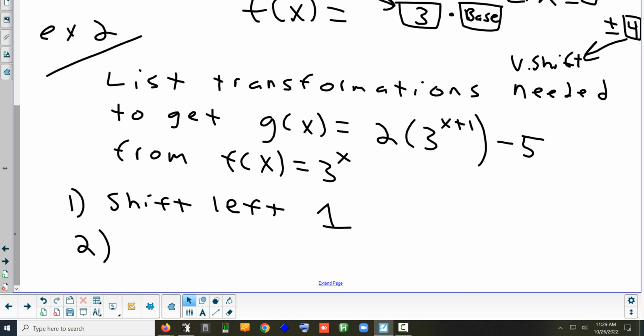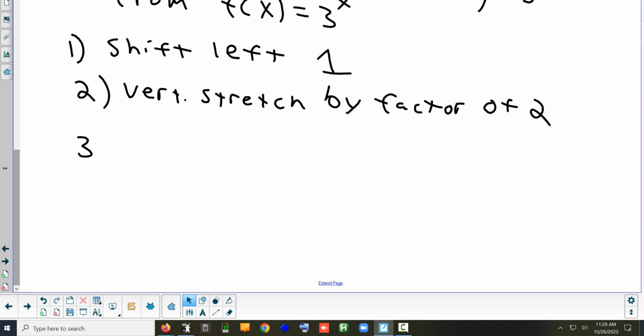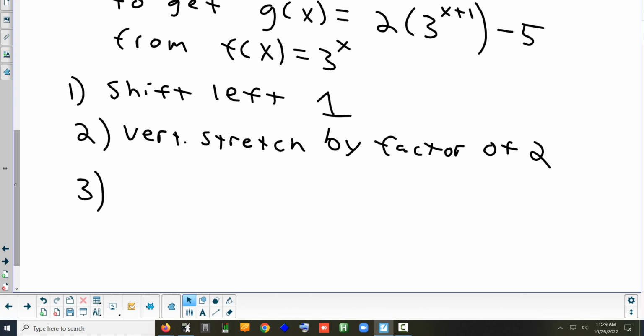Vertical stretch. Can you tell me a little more? Vertical stretch by a factor of 2. And what's the last thing you're going to do? Vertical shift of 5. Never mind. Up. That would be down. Shift down 5.